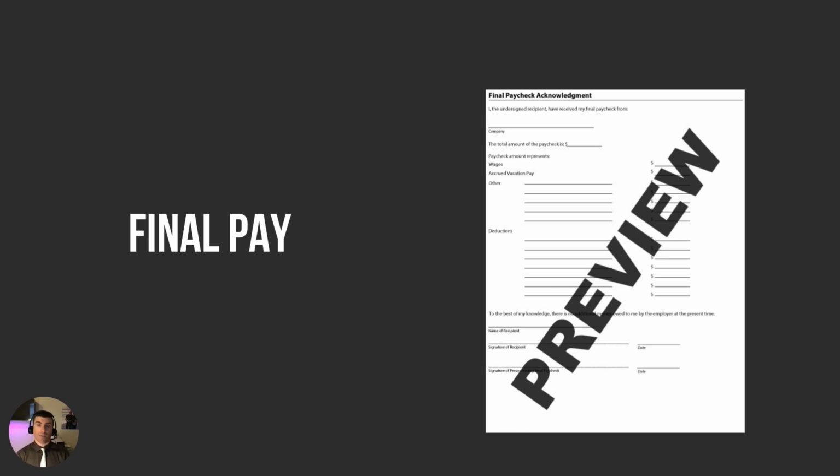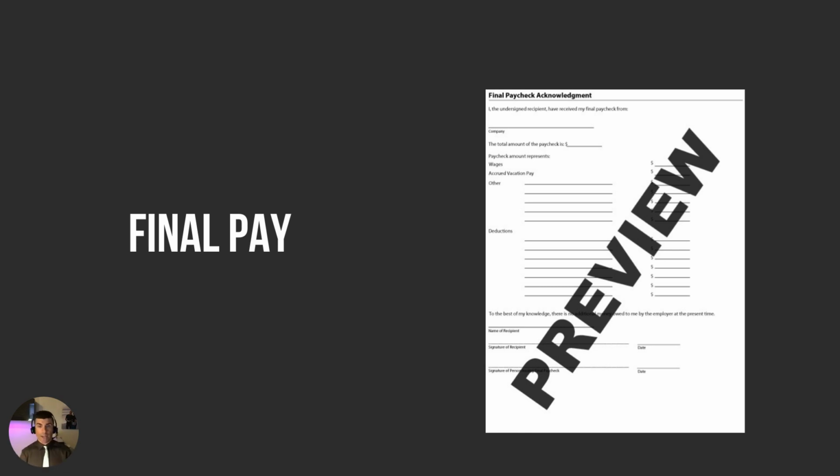Okay, final pay. So, whenever a California employer terminates an employee, all wages and unused vacation days become due immediately upon the final workday. Now, I'm talking about when a California employer terminates the employee. I'm not talking about when the employee resigns, quits, retires, etc. I'll talk about that in a later slide in this presentation.